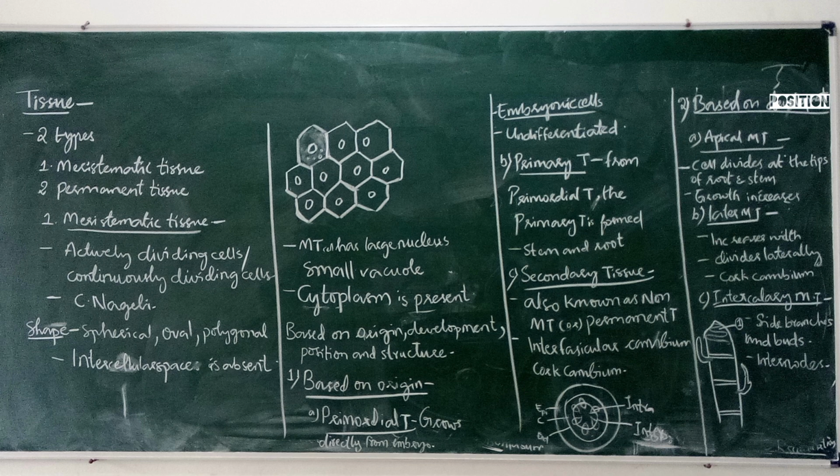Okay. Next is lateral meristem. Lateral meristem divides laterally and helps in the increase of width of the plant. Example here is what? Cork cambium and cambium.